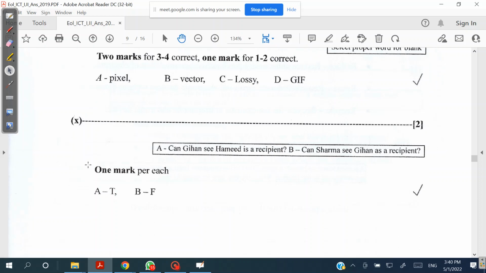Right, so A it's the pixel, B it's the vector, C is the lossy, D is GIF. So the last one, yeah, they are talking about the true and the false ones, right?